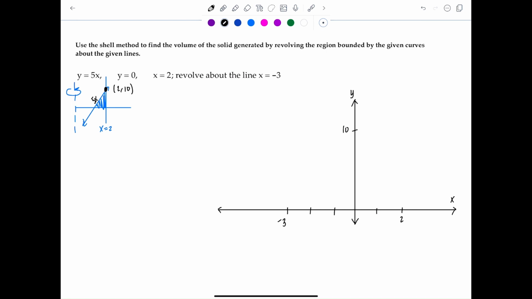10, 1, 2, 3. So y equals 5x. Going to go through here. Okay. And then x equals 2 bounds the region. There it is. And then y equals 0 also bounds the region. So that's down here, yeah? Good. So then we've got this little triangle.